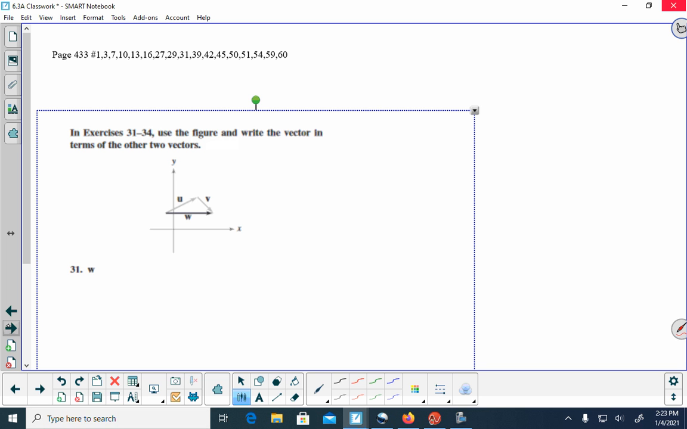So the next one says, use the vectors to write a vector in terms of the other two. So I want w. And if I look at w, it looks like I took u, and then at the end of u, I put v there. So it looks like that's just going to be u plus v. And it's a simple thing.